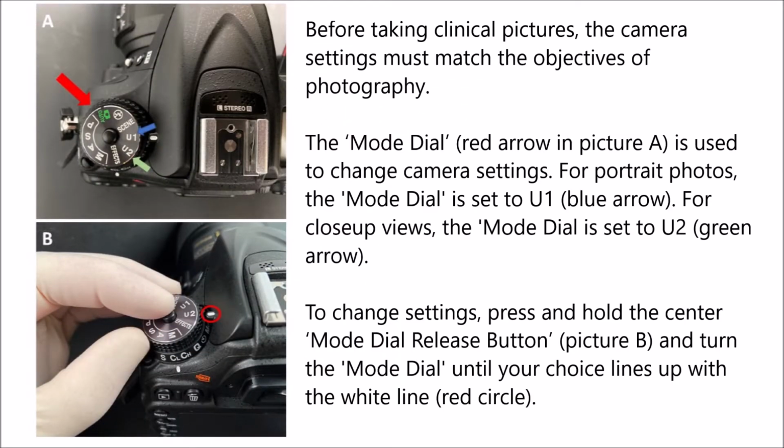Before taking clinical pictures, the camera settings must match the objectives of photography. The mode dial, red arrow in picture A, is used to change camera settings. For portrait photos, the mode dial is set to U1, blue arrow. For close-up views, the mode dial is set to U2, green arrow. To change settings, press and hold the center mode dial release button, picture B, and turn the mode dial until your choice lines up with the white line, red circle.